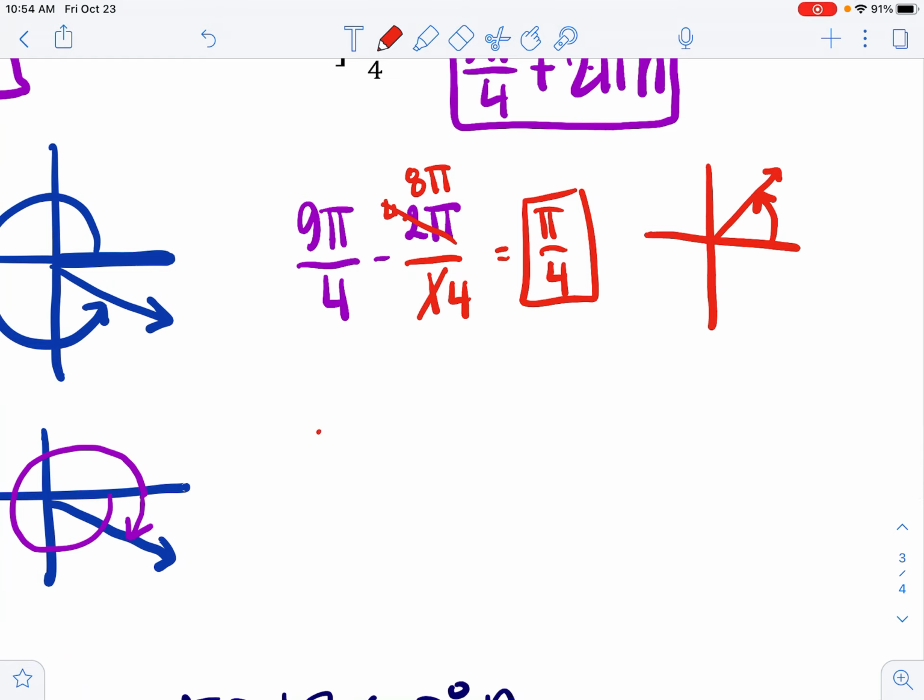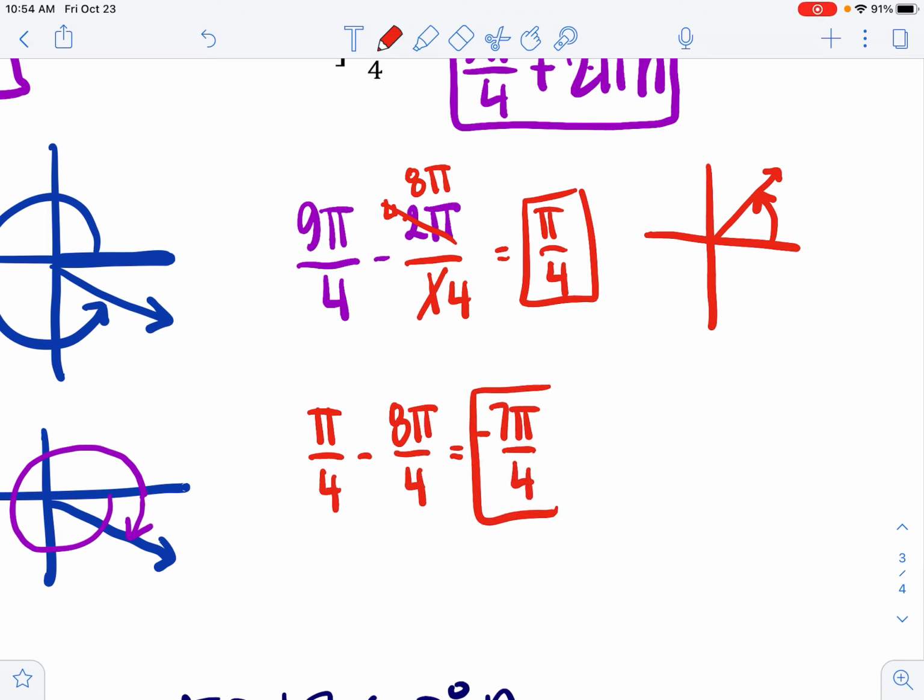Then I can get a negative angle, so I have to do 9 pi over 4 minus 2 pi, or I can do pi over 4 minus 2 pi, which is 8 pi over 4. That's negative 7 pi over 4. Still going to end right here, and I just have to show the negative angle now. So I go to my positive x-axis counterclockwise until I hit the terminal side.